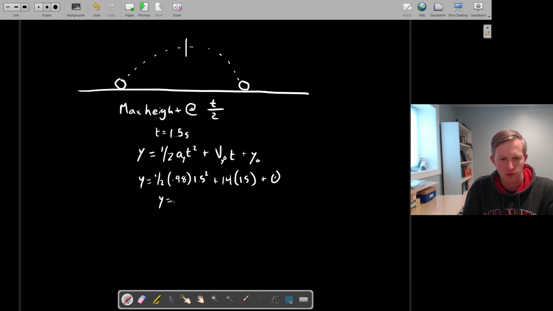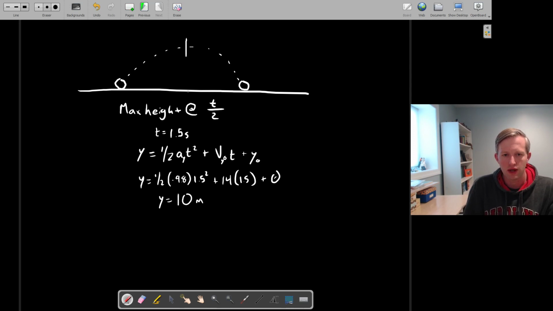We take our calculator and do 1/2 times negative 9.8 times 1.5 squared, plus 14 times 1.5, and we should get a value of 9.975, or about 10 meters.